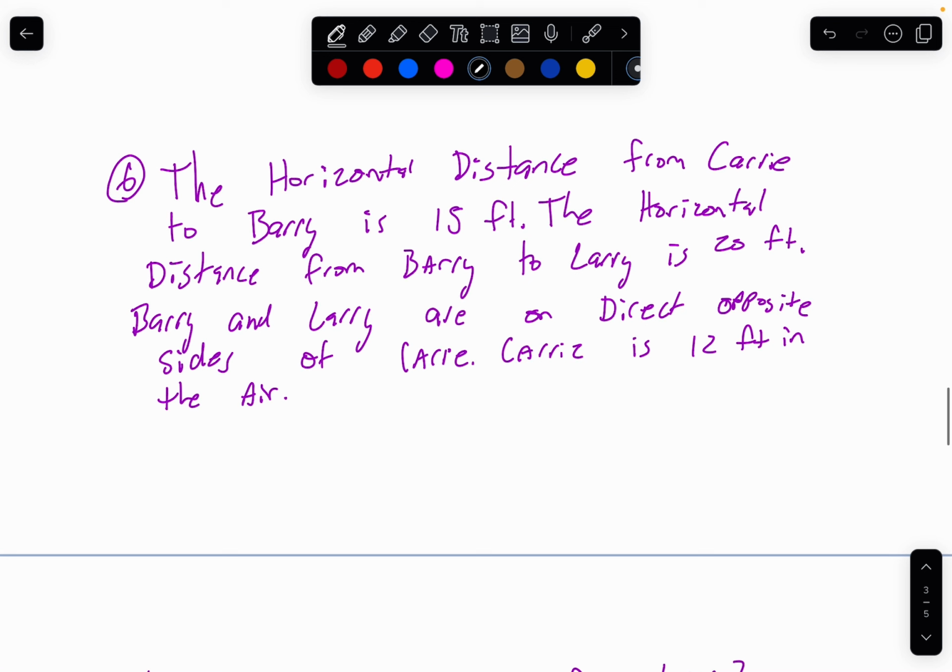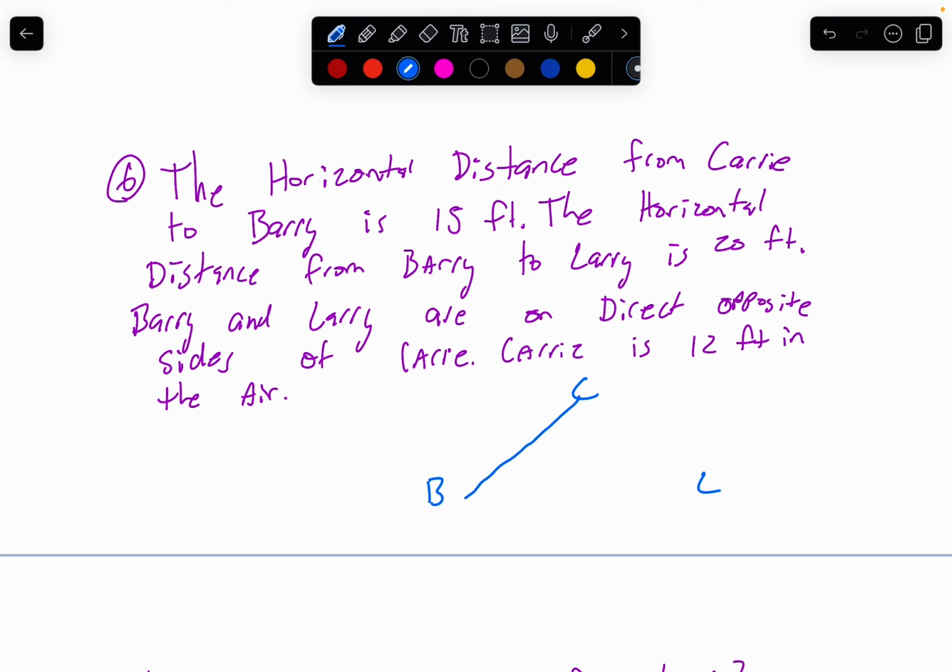The horizontal distance from Carrie to Barry is 15 feet. The horizontal distance from Barry to Larry is 20. Barry and Larry are on direct opposite sides of Carrie. Carrie is 12 feet in the air. Oh, dear. All right, let me start over again. Carrie, I know, is in the air. Barry and Larry are on opposite sides.